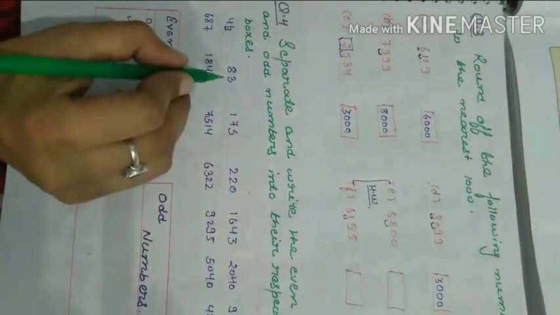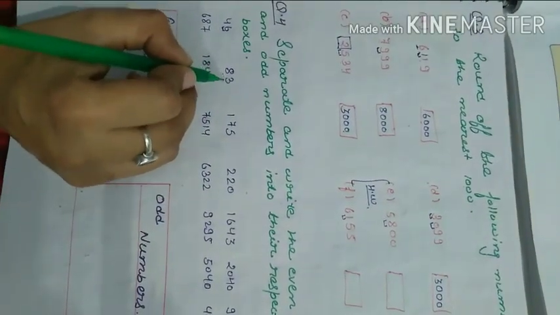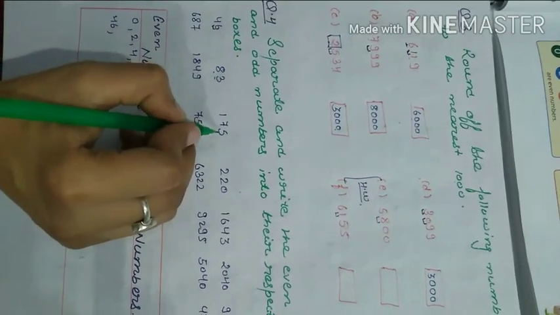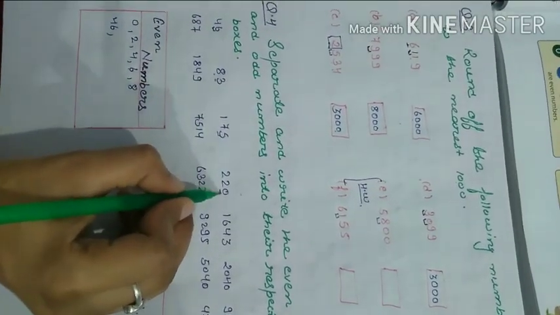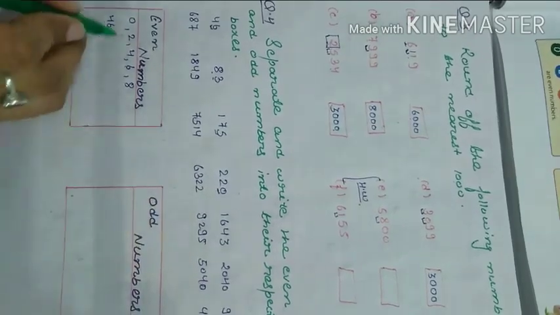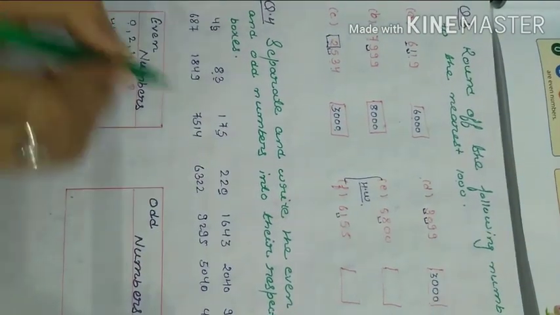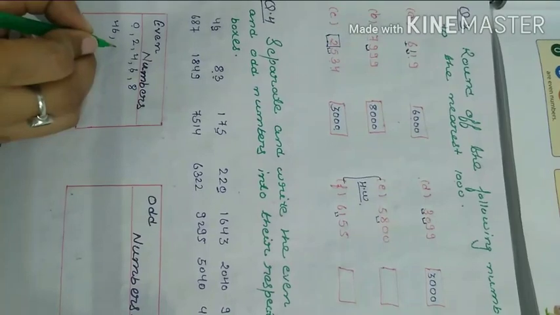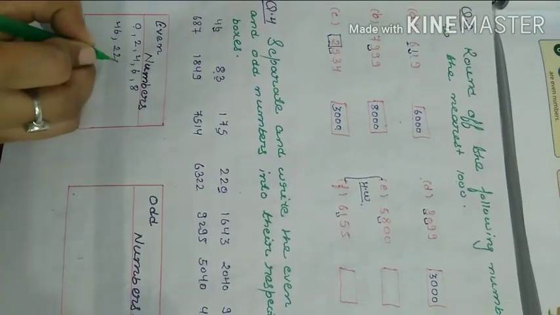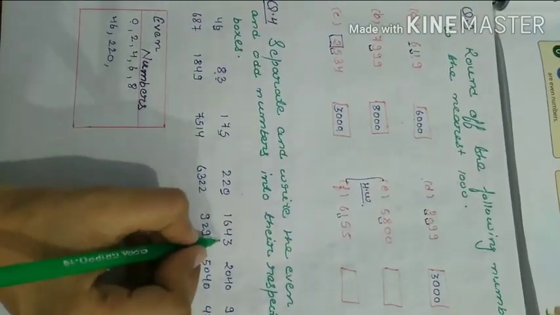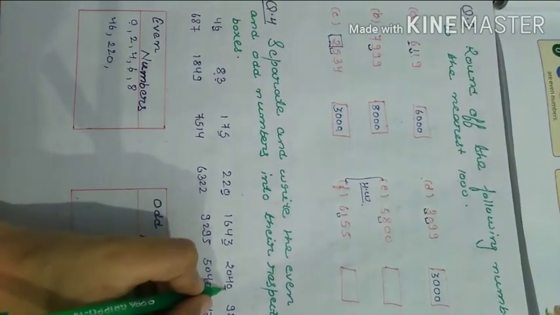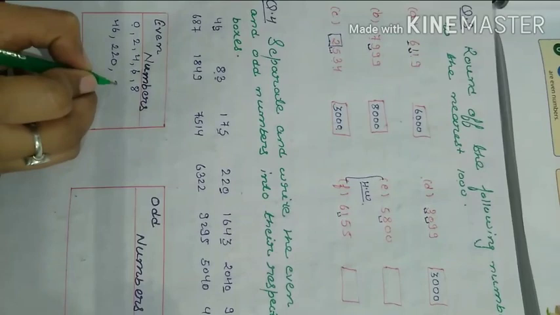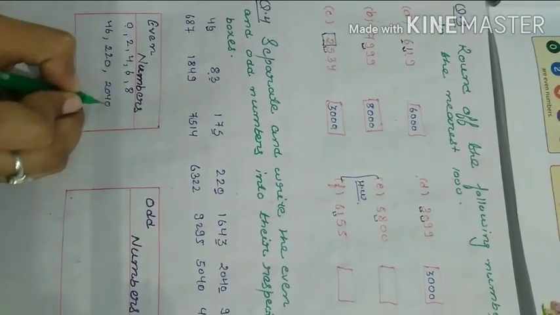Next see another number. This is 3. So this is not our even number. This is 5. This is not our even number. Here we are having 0. So let's see, in even numbers 0 will come. So we will write this number in the even number box. Now let's see here. It is 3. It's not an even number. It's 0. So we will write this number here.